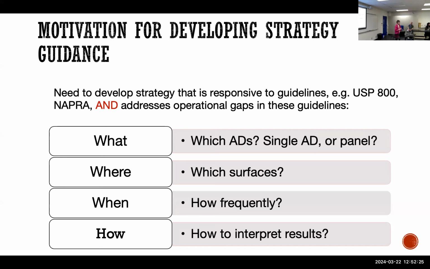How frequently should we sample? Some guidelines offer guidance on frequency, but we really wanted to understand not only what is recommended for compliance reasons, but how do we make sure that we're being effective and efficient? And then how do we interpret these results for the reasons that I mentioned on the previous slide? It's complicated, and practitioners need to know what the results mean.